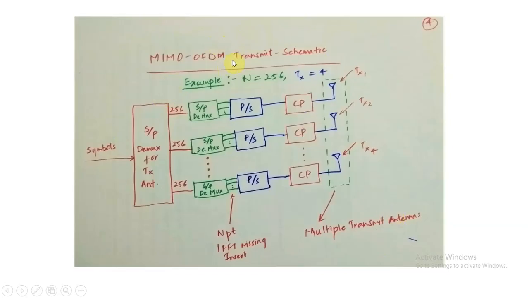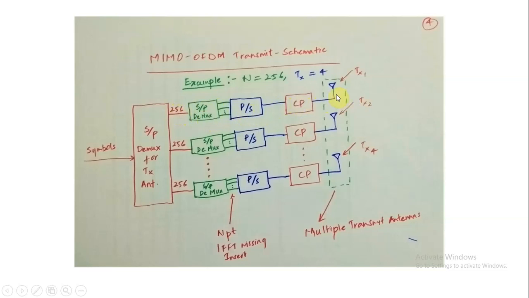So this is the complete MIMO OFDM transmit schematic. For example, here we are given 256 subcarriers and the number of transmit antennas equal to 4. We have symbols, and we have a serial to parallel demultiplexer for the transmit antennas. Basically the symbols are copied at each transmit antenna. Each chain of the antenna contains 256 subcarriers. So we have serial to parallel demux, we have parallel to serial conversion, and we have a CP.